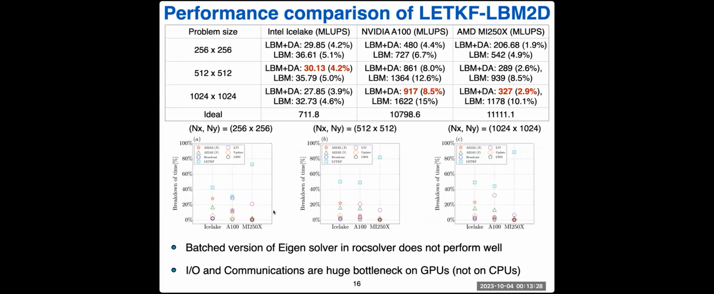These figures show the breakdown of time, the ratio of each kernel inside the overall time. As you can see, the LETKF solver is the heaviest in each case, but the ratio is quite different. In addition, I/O is now the major bottleneck on the NVIDIA GPUs, and some communications are also quite heavy. On the AMD GPU, as I said, the LETKF solver is extremely slow due to the lower performance of the eigenvalue decomposition solver. So I/O and communications are a huge bottleneck on GPUs, but they are not a bottleneck on CPUs because the solver performance itself is not that high on CPUs.